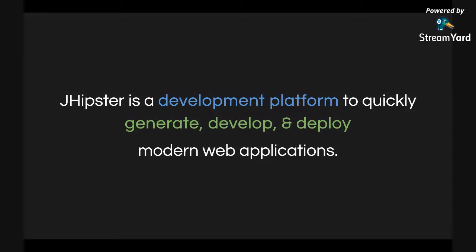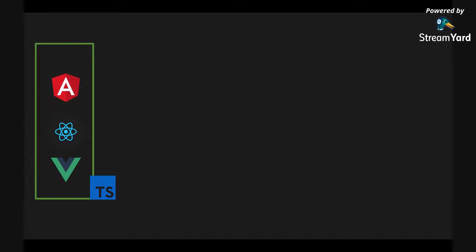So what does JHipster provide? What are the options that you have? You can generate an Angular, React, or Vue-based front end. And of course, the front end is written in TypeScript. So you can choose between any one of those client-side applications. And everything is built with Webpack as a bundler tool for the front end, the client side.